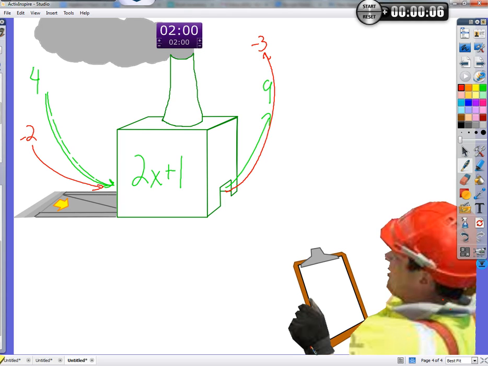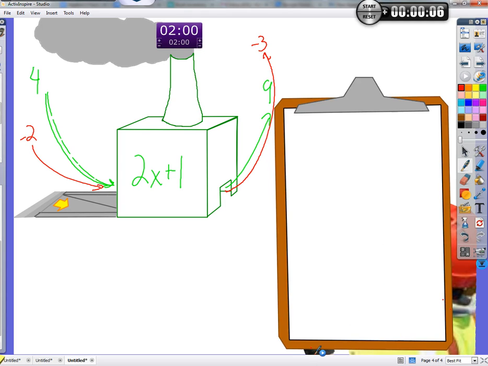So, now that we have our clipboard, what are some ways that we can keep track of this? What are some ways that I could, for instance, show that 4 went into this factory and was turned into a 9? How can I possibly show that? Any way you can think of, yes? Well, you pen that, and ask you why you turn it into 4, like substitute 4 in for x.